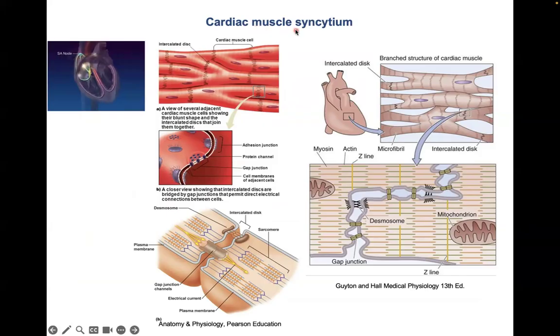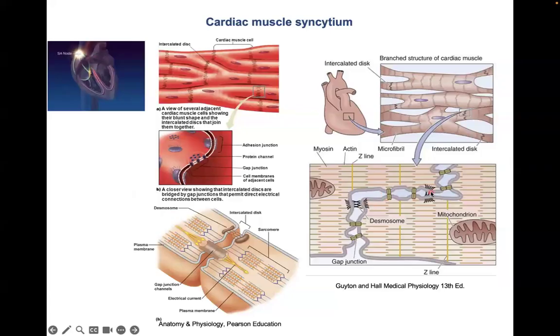The cardiac muscle can be considered as a syncytium. It means once one cell has generated an action potential, it can spread it to millions of cells. We see here cardiac muscle cells, and here we see the intercalated discs. Let's blow this up, and what we see here is the following.